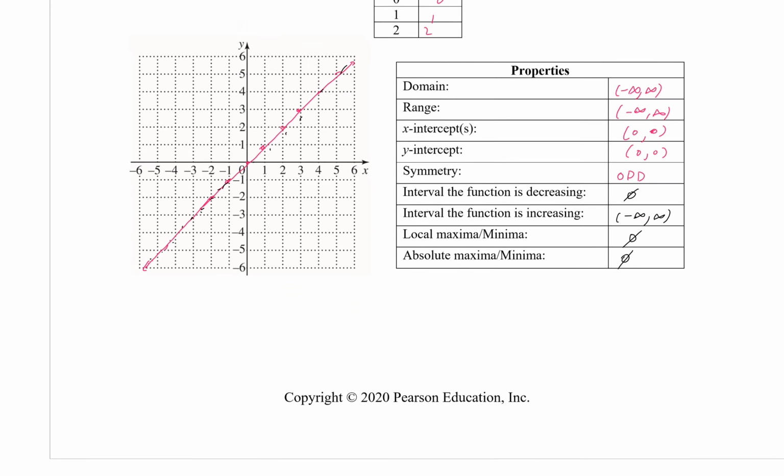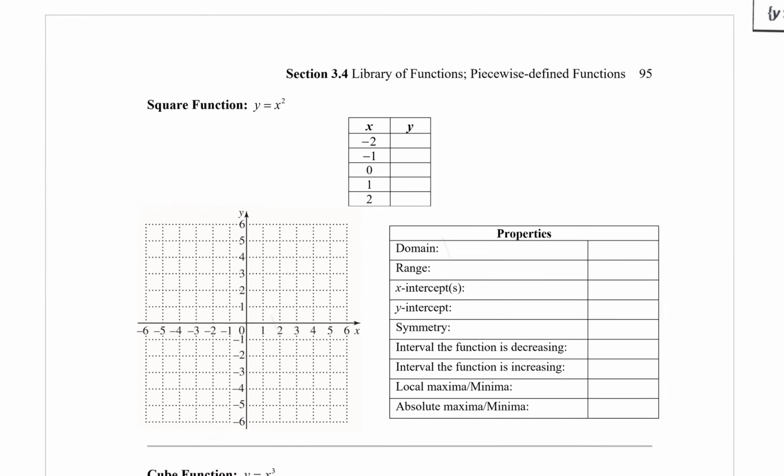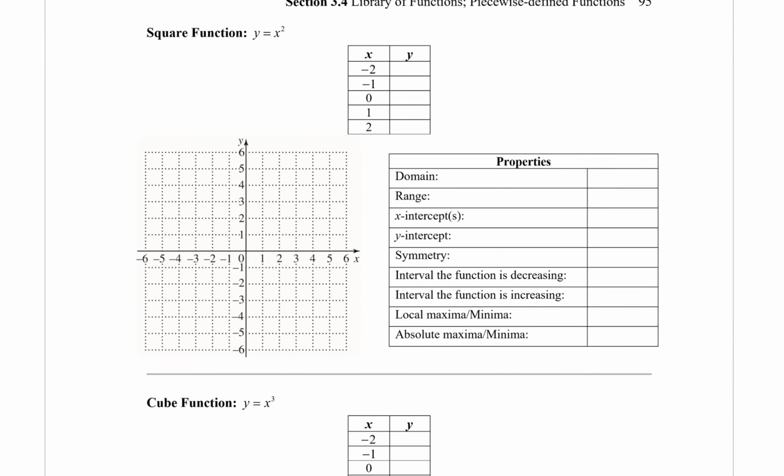So let's move on to the x squared function. This is the quadratic. We're going to plug x into this equation. So -2 squared is +4. -1 squared gives +1. 0 squared gives 0. 1 squared gives 1. 2 squared gives 4. So the points are (0, 0), (1, 1).